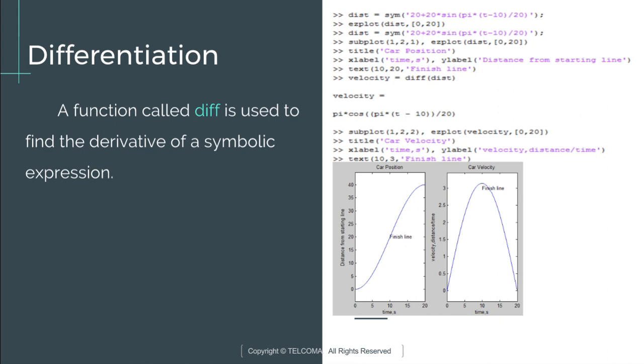Next is differentiation. The function called diff is used to find the derivative of a symbolic expression. If you want to find the velocity of an object, you can just write velocity equals diff of distance. As we all know, velocity is the derivative of distance. You can also calculate the acceleration of the object by finding the derivative of velocity. So you can write acceleration equals diff of velocity. So this is how we can find the derivative of a symbolic expression.